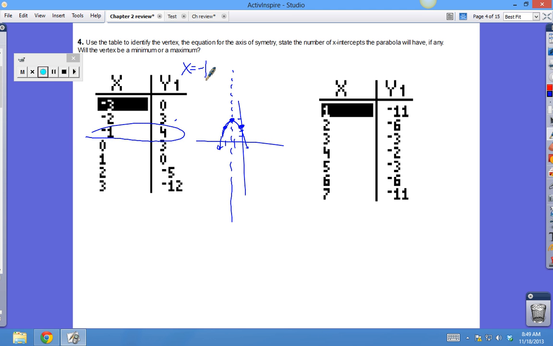The number of x-intercepts, this parabola will cross the x-axis 2 times. The vertex is going to be a minimum or maximum. This one is a maximum because that is the highest point of my parabola. Okay, now let's look at this one.